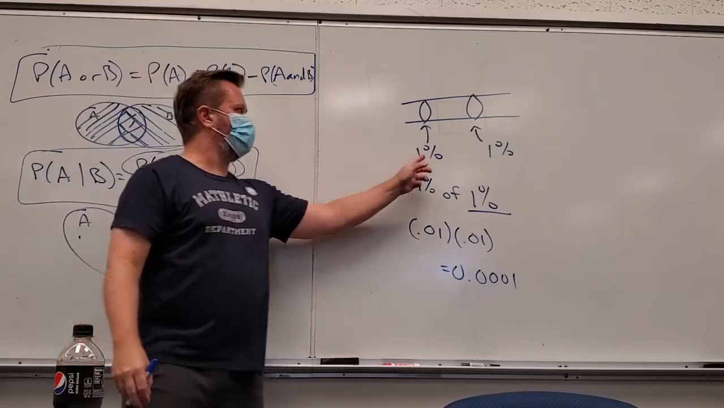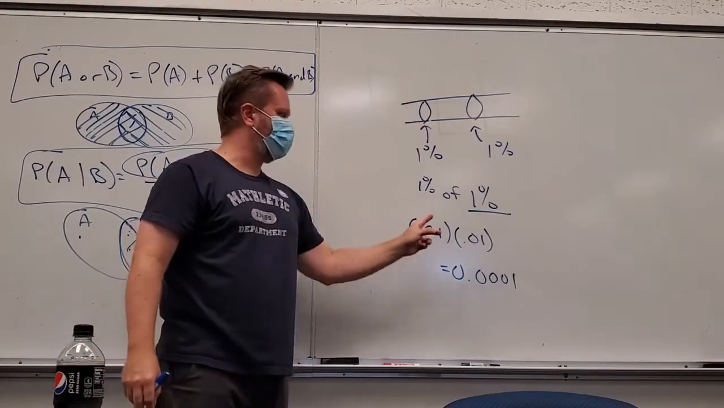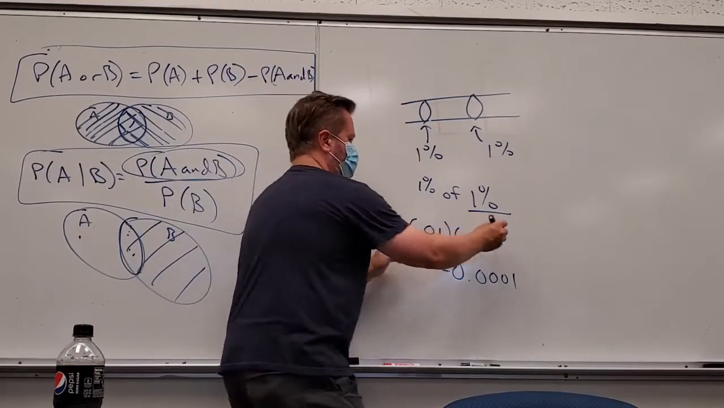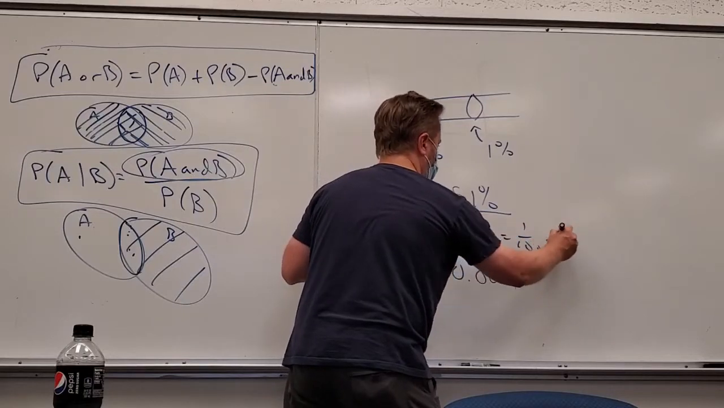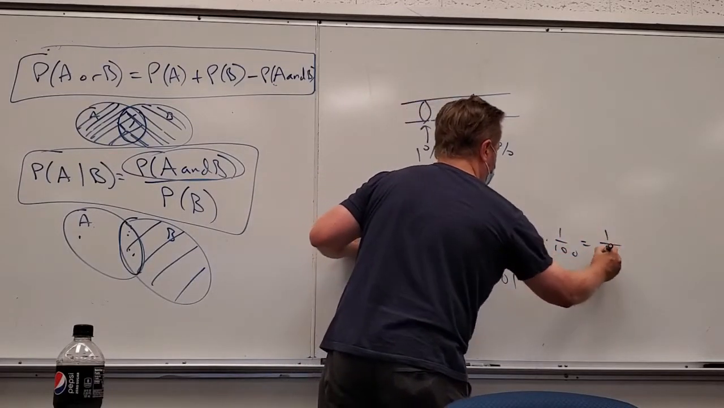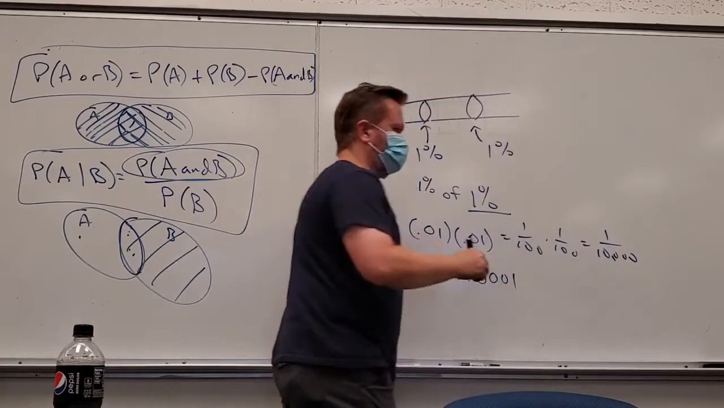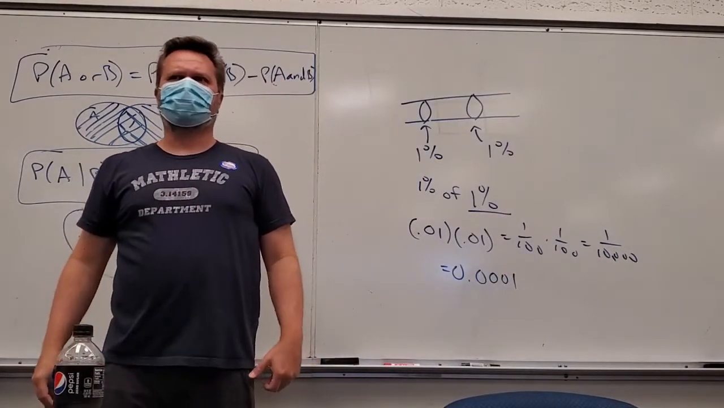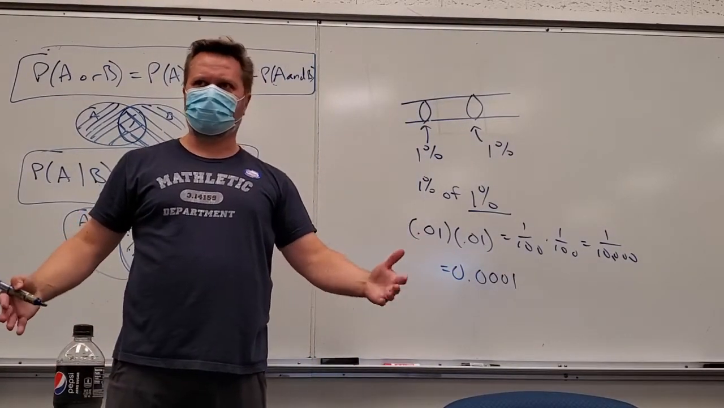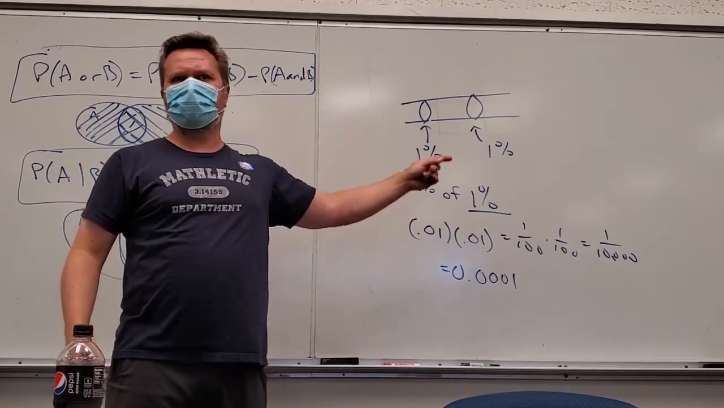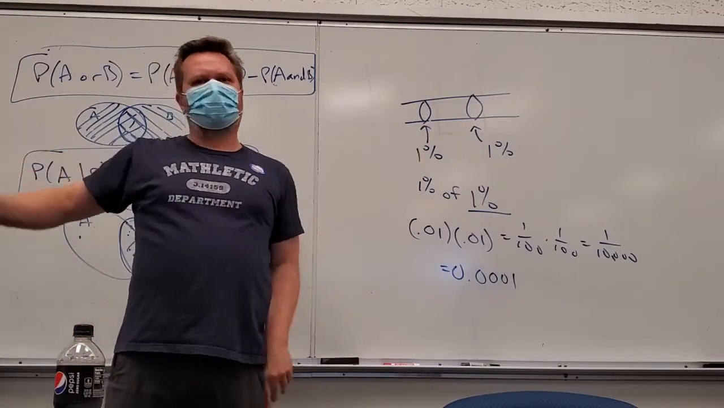So if 1% chance of failing for 1, once I have 2 in a row, what is this? This is a 1 out of 100 times a 1 out of 100, which is 1 out of 10,000. Yes? Okay. So it's got a 1 out of 10,000 chance of failing. If I put a third one in there, I'm feeling pretty good. Right?